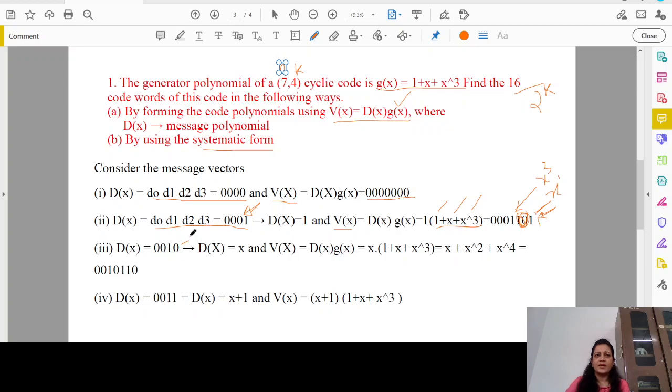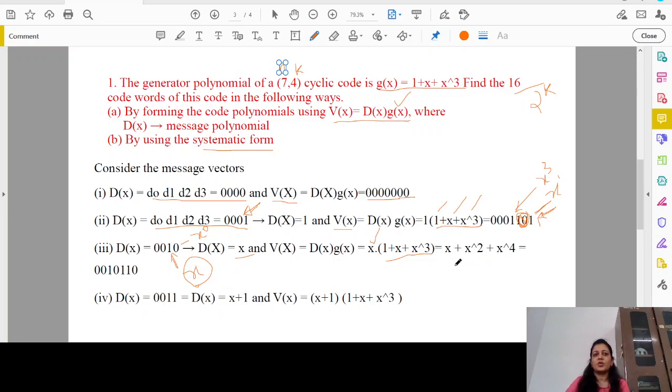Now I can see that x power 0 is equal to 0 and the x power 1 coefficient is equal to 1. So I can rewrite d of x as only x, because only the x coefficient is equal to 1. Therefore my polynomial is simply x. Multiplication of d of x with the generator polynomial g of x will give me x plus x square plus x power 4.